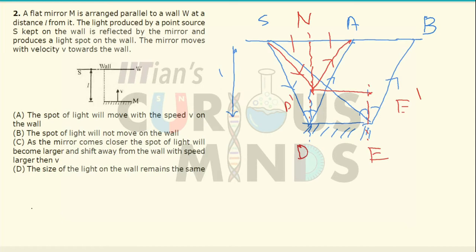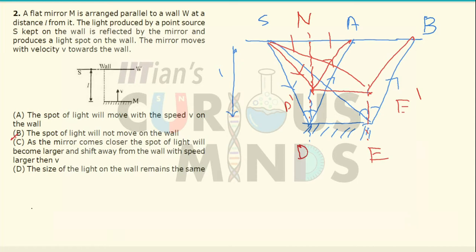Similarly, the reflection from this point will again meet at the point B. It doesn't matter whatever is the length that is traveled by the mirror, the size of the image first of all will remain same, and the image will not move anywhere on the wall.